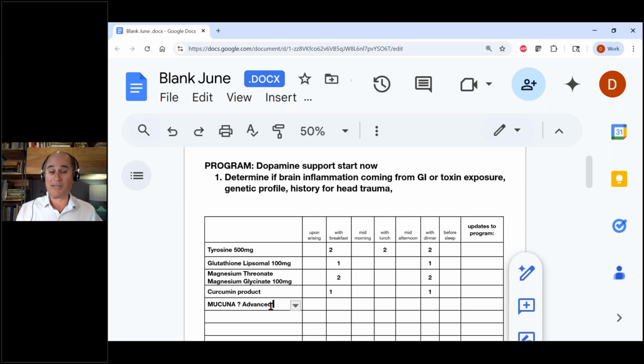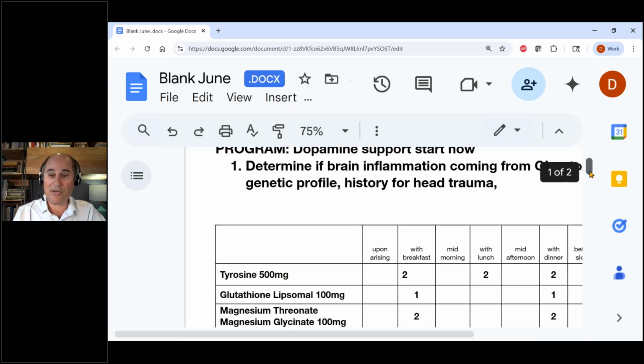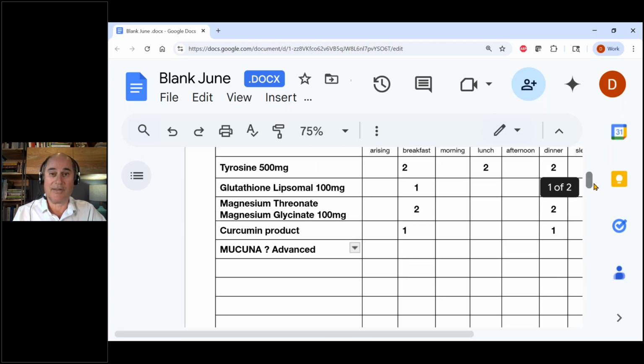I wouldn't get into it because if things go bad on you, you're going to freak out and the patient's going to freak out. It's going to be a bad experience. But Mucuna, you need to learn how to use eventually. Okay. Just so you know, there's a stronger alternative here. That's an advanced product though.